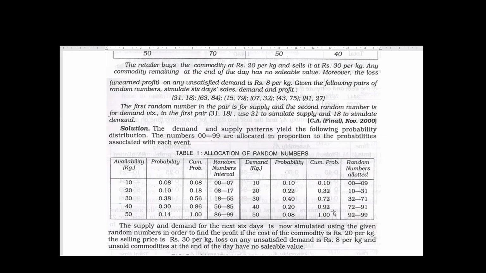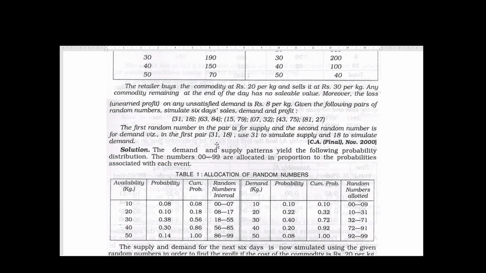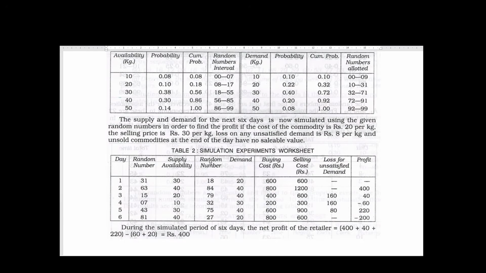And now they have given you the information here that supply and demand for the next 6 days is to be simulated, and they have given us the pair of random numbers for these 6 days. The first one is for supply, the second is for demand. First one supply, second demand. So when we use this, we get first day's supply is 30, demand is 20. So basically we are going to be left with 10.